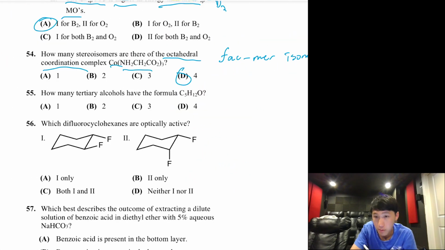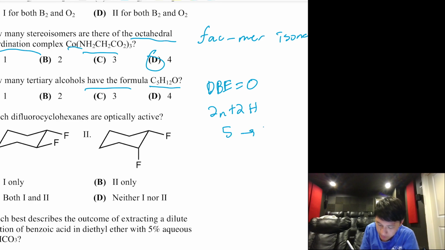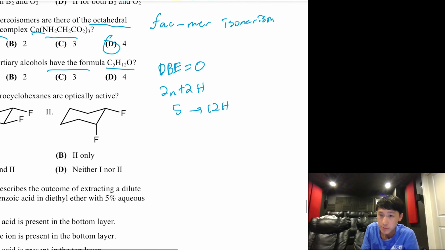Problem 55. How many tertiary alcohols have the formula C5H12O? I'm probably going to make a separate video dedicated to isomer counting, but I'm going to show the method right now. So first, we notice that the double bond equivalent is equal to 0 because we have 2n plus 2 hydrogens for 5 carbons. So our expected 12 hydrogens are here. And basically what that tells us is there's no rings and there's no pi bonds.